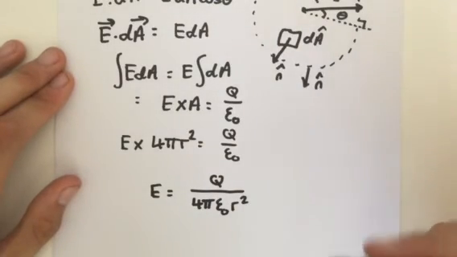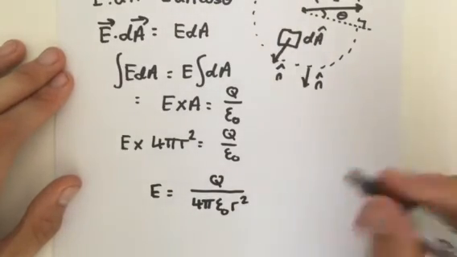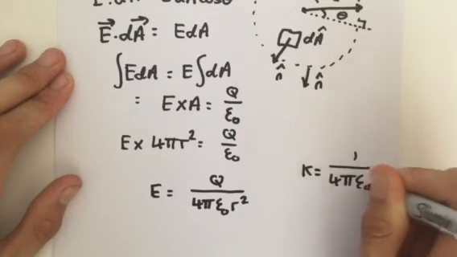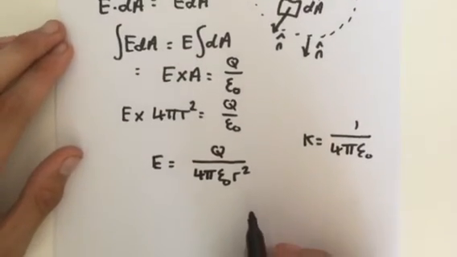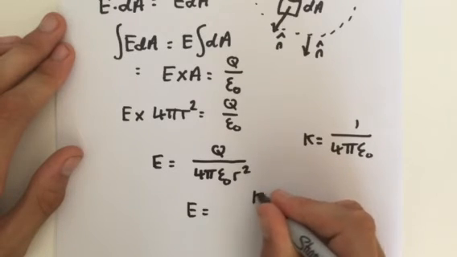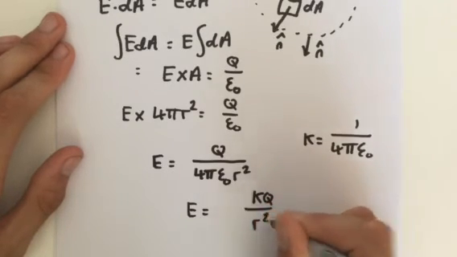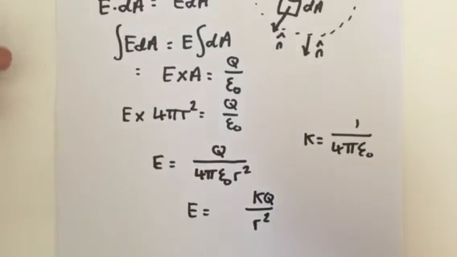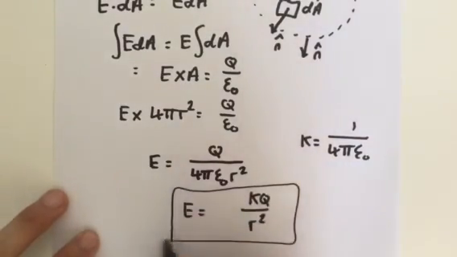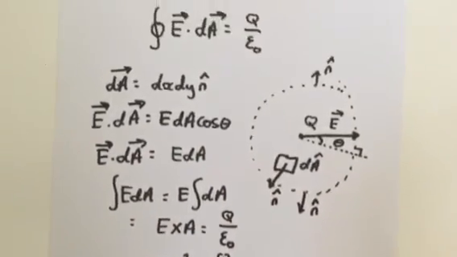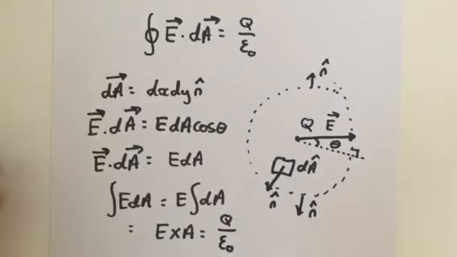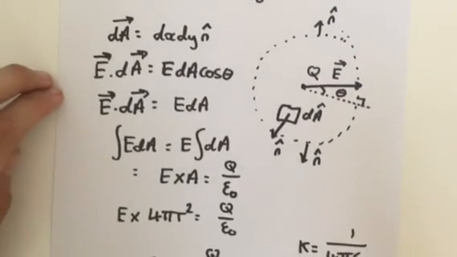And we can simplify that. What's K? We can say that K is 1 over 4 pi epsilon naught. Therefore E is equal to KQ over r squared. And that's a very common formula that we see in A-level physics, for example. So that's Coulomb's law derived from Gauss's law in integral format. So that's the basic concepts of Gauss's law in integral form. Very, very simple.